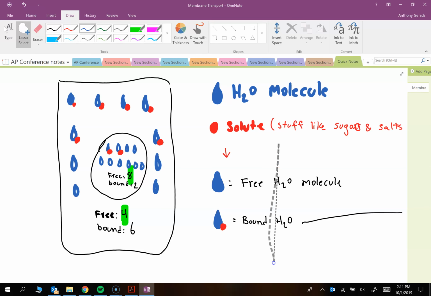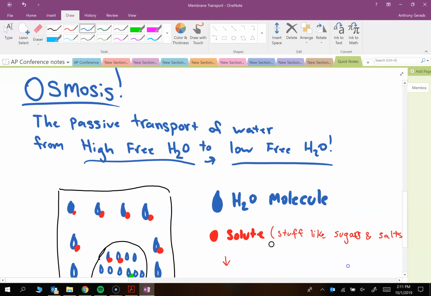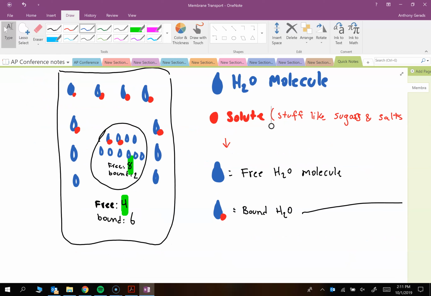And osmosis said passive transport of water from high free water to low free water. So which way do you think it's going to move? It should move from the inside out. So water should move out. You will have a very small amount that moves in, but the majority net movement of it is out of the cell, because there's high free water on the inside.